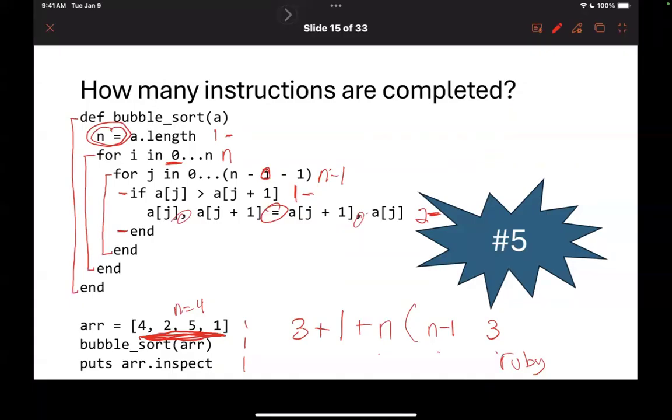Even if the if statement doesn't execute, or if it's false, do we count that part too? Yes, because even if the result is false, we still did that comparison. A comparison was made. We just didn't enter the if statement.